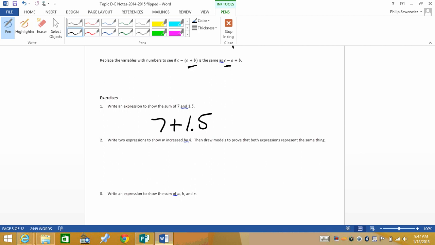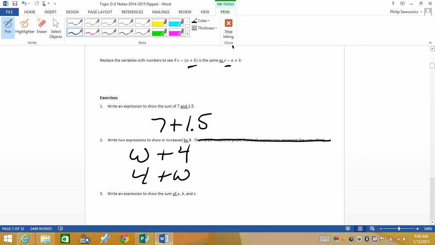Here they want us to write two expressions to show W increased by 4. So remember, we always read from left to right. So W, let's increase. So let's add, and then by 4. They want another one. It's not necessary, but the main thing is this is why can we do this? Why? Because of? Yes, the commutative property. Our commutative property allows us to do that. So we're not going to worry about drawing models here.